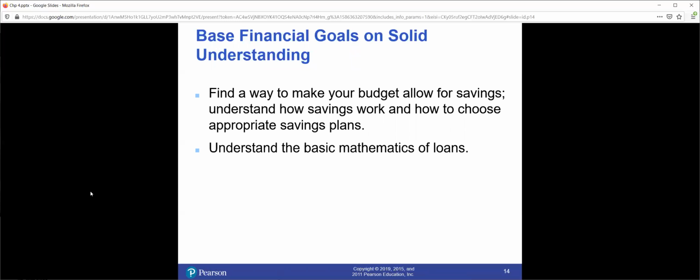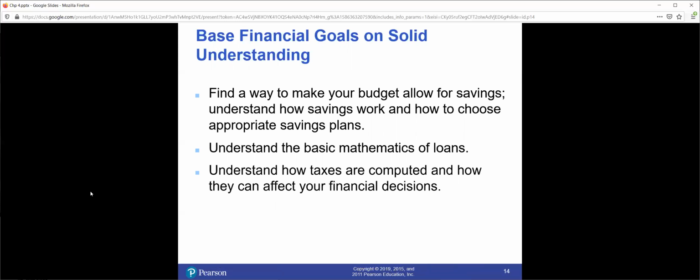Understand the basic mathematics of loans. Usually when you go to the bank and get a loan, it kind of boils down to the loan officer gives you your option and you take it. But having a basic understanding of what you and the loan officer are discussing and all the weird words they use that are overly complicated can be quite beneficial to you, so you know what's actually happening with your money.